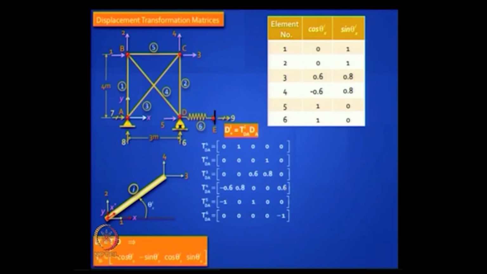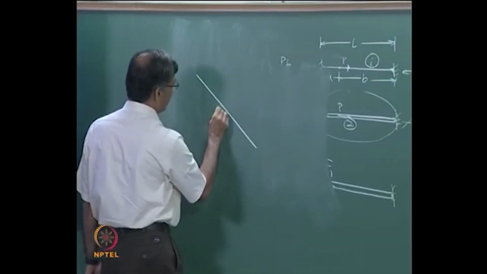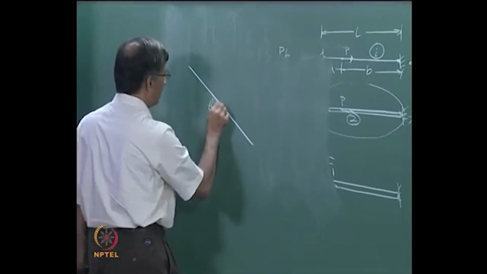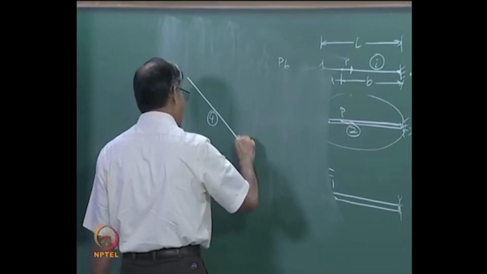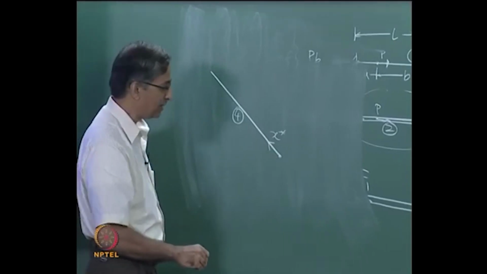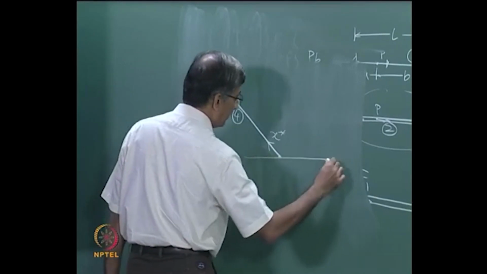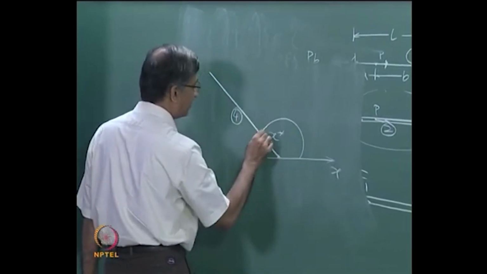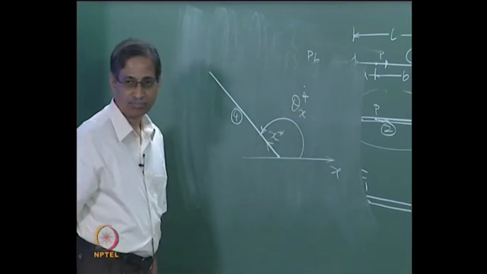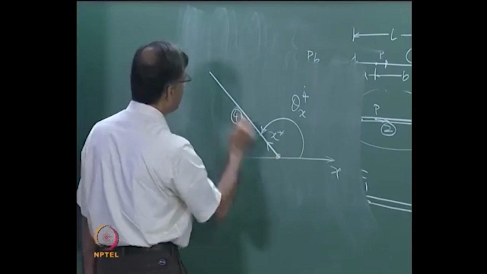Listen carefully. Let me explain on the board. This is the only tricky thing. Once you've got this, everything will move smoothly. This was element number 4. This was the incidence of x star, which means that if this is my positive x axis, this is my definition of theta 4x. So this is start node, this is end node.